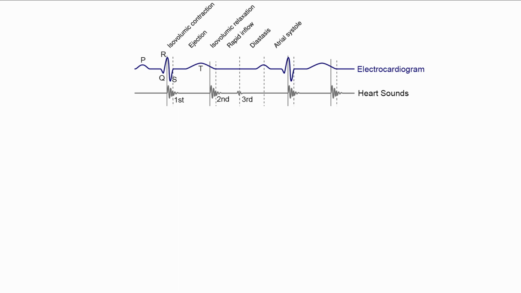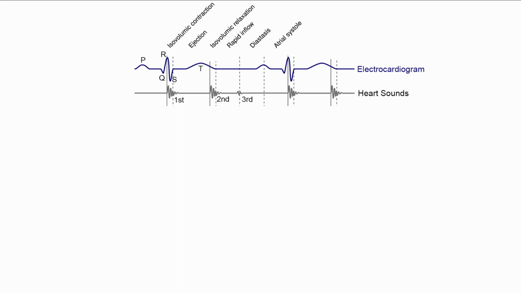We then move into our QRS complex here. This is ventricular systole, when the ventricles are going to start contracting. If you notice, we have this little area here from the solid line to this dotted line. That is the isovolumetric contraction. Remember, that is when all four valves are closed. The ventricles are starting to generate pressure.